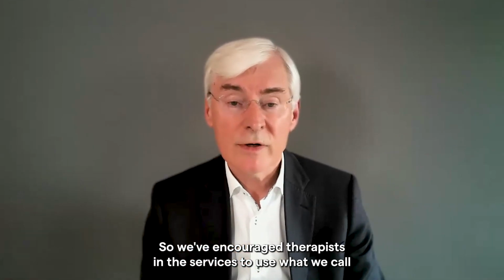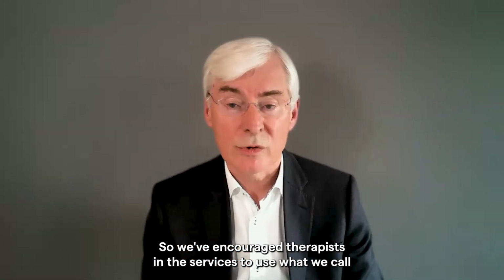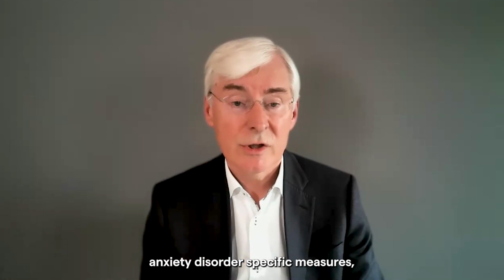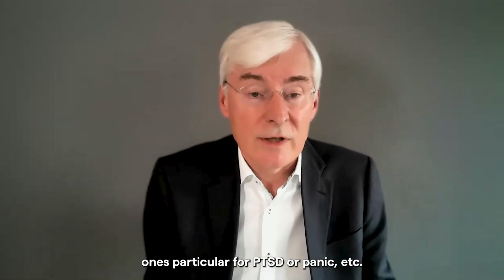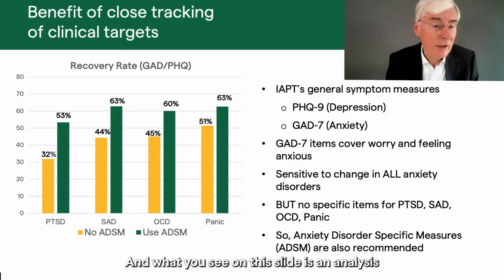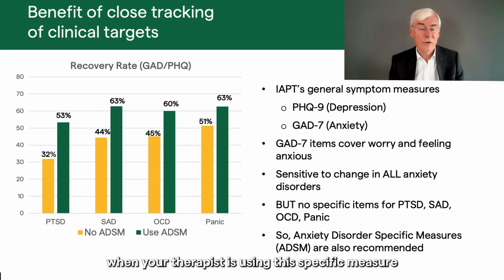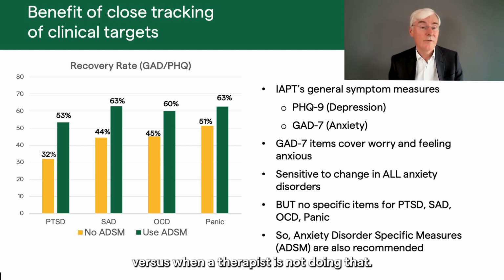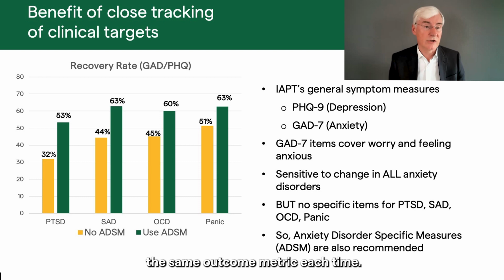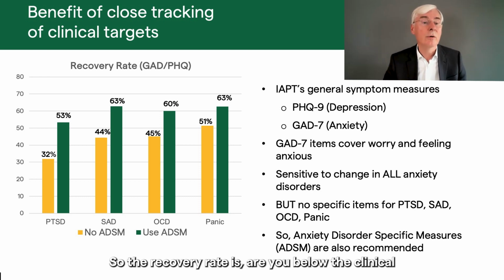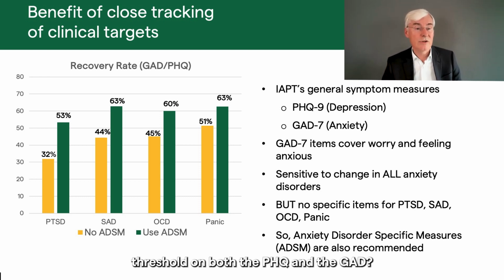So we've encouraged therapists in the services to use what we call anxiety disorder specific measures. One's particular for PTSD or panic, etc. And what you see on this slide is an analysis where we've compared the outcomes when your therapist is using the specific measure to help guide treatment versus when a therapist is not doing that. Of course, we have to be fair and use the same outcome metric each time. So the recovery rate is, are you below the clinical threshold on both the PHQ and the GAD?